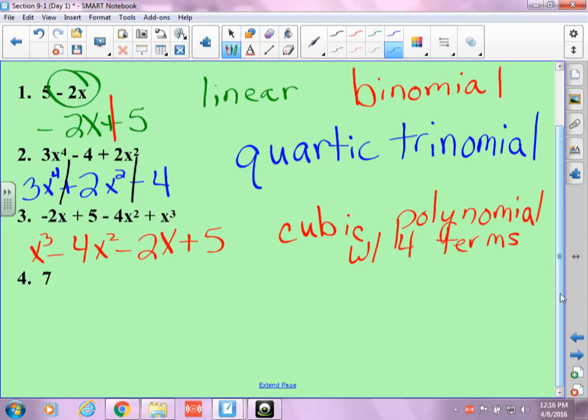All right, number 4. There's nothing to get in order. What's the exponent? We don't have one, so it's constant. And there's 1 term, so it's monomial.